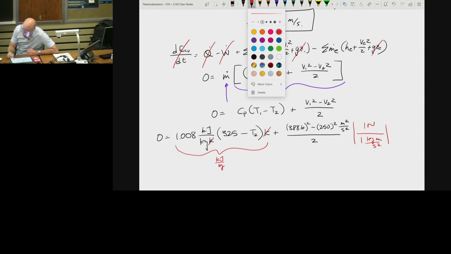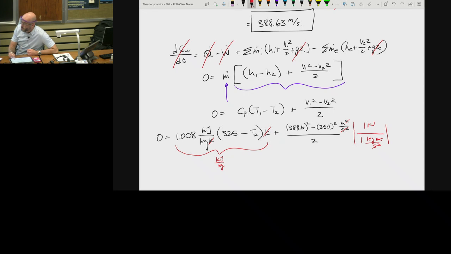Okay, so meters go away, seconds go away, one of my meters go away. I have Newton meters per kilogram, which means a Newton meter is a joule per kilogram. I don't want joules per kilogram, I want kilojoules. So I'm going to say that 1,000 joules is 1 kilojoule. And now over here we have units of kilojoules per kilogram. Now we can add these two things together. And we can solve for temperature.